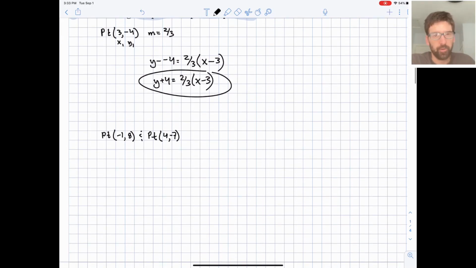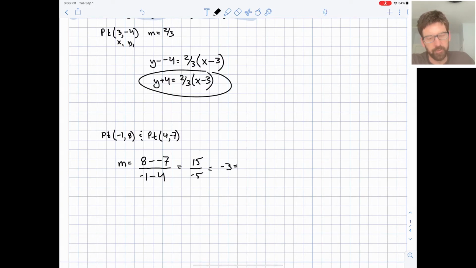Next one, you might have 2 points and you're trying to find point-slope form. So let's find the slope first, and then we'll plug it into point-slope form. So m is always going to be a subtraction of the y's divided by a subtraction of the x's. Don't try to do too much in your head, just write it down and let your calculator do the math if you're getting overwhelmed here. This is a 15 up top, negative 1 minus 4 is negative 5, so we get a slope of negative 3.